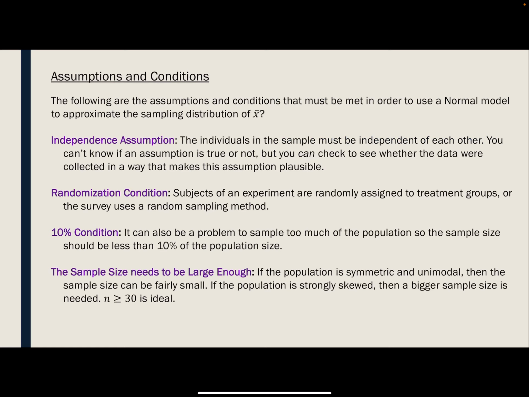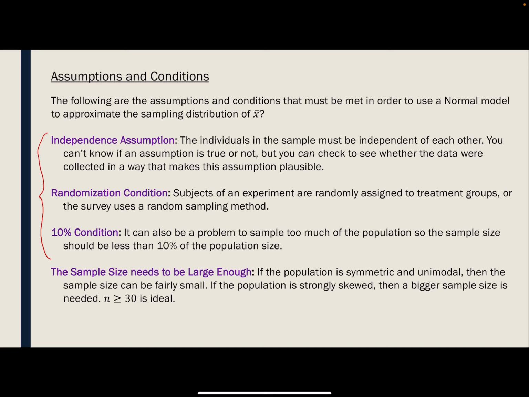For these sampling distributions of means, the same 3 conditions in the beginning are the same as those for the proportions. So we need to have a random sample. We also need to have the 10% condition, which says that the sample size is not more than 10% of the population size. And we need these 2 conditions to hold so that we can safely assume that the individuals within our sample are independent.